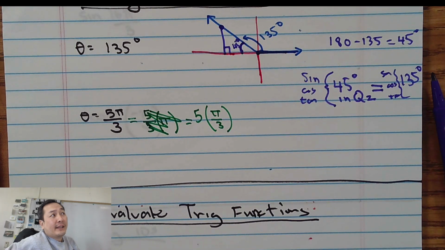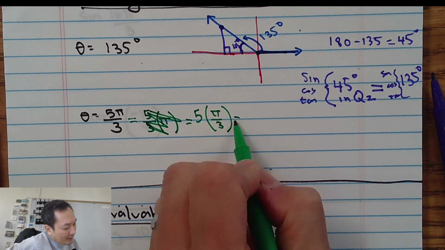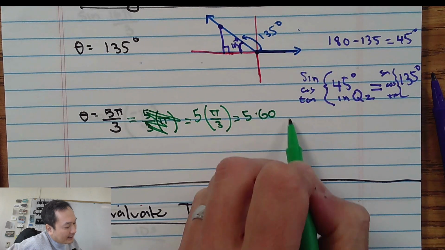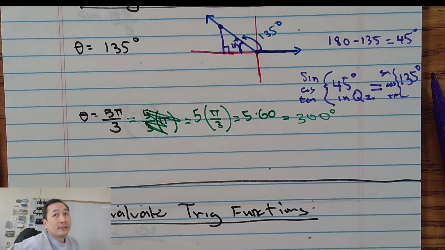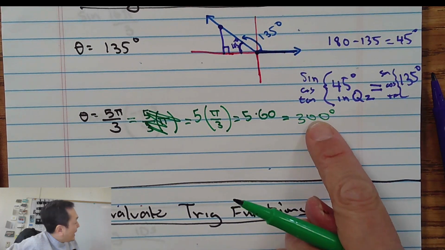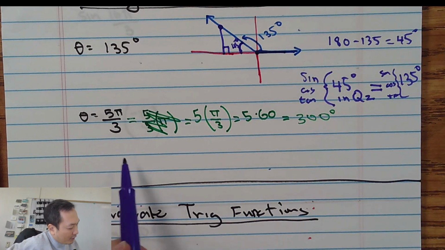60? 45? 30? What is pi over 3? Can we say it confidently, more confidently? 60 degrees, right? So it's 5 times 60, which is 300 degrees. Okay? Once we get that, let me draw it out really quick.